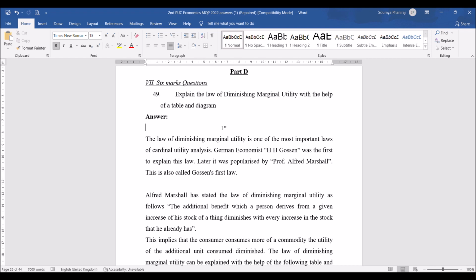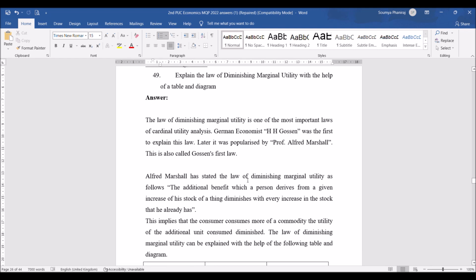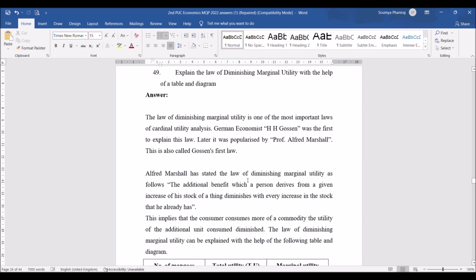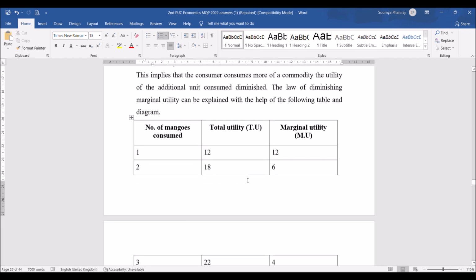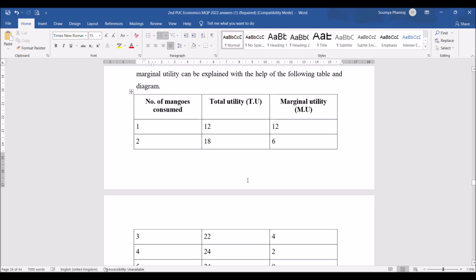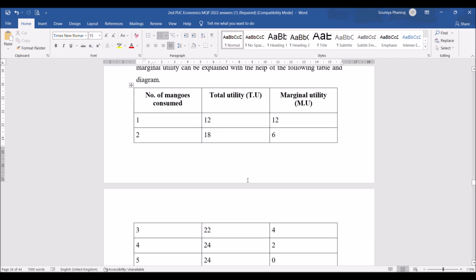So please bear in mind that it has to run through 6 to 7 paragraphs, or if you have something like this, the table and a diagram, you need to write the table, you need to write the diagram and then explain it. So here one definition has been mentioned in the initial paragraph, and then diminishing marginal utility is discussed in 2 paragraphs. And then the table. Table is basically one example.